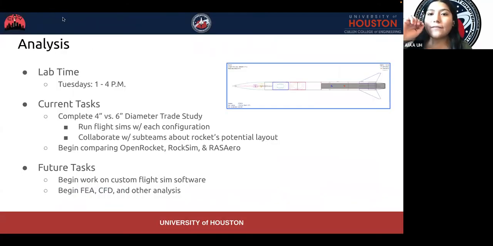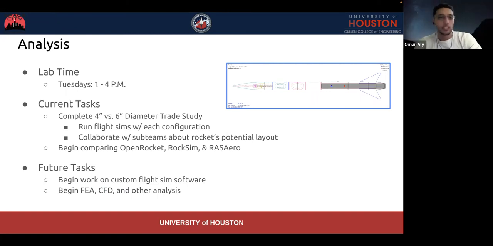Okay, now we will have the sub-team updates. Go ahead, analysis. All right, so analysis, our lab times are set to be on Tuesdays from 1 to 4 p.m. So currently in the lab today, we've been working heavily on the diameter trade study. We have a pretty good start to it. We determined what criteria are going to be the most relevant for this. And now it's just up to us to kind of finish it and run any simulations that we feel are necessary to give us the best answer to this.